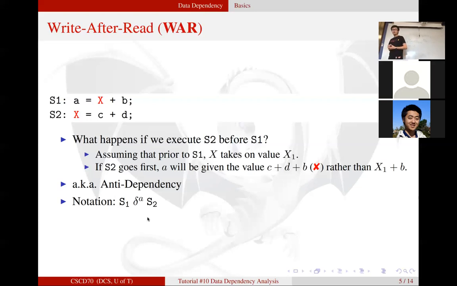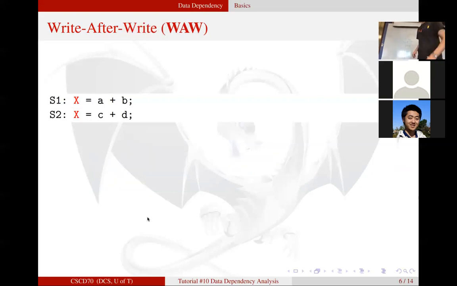Any question here? As you can see, once again, the left-hand side, the source, is before the right-hand side, the sink, in program order. Okay, and the third type of dependency that we will be discussing is write after write data dependency.